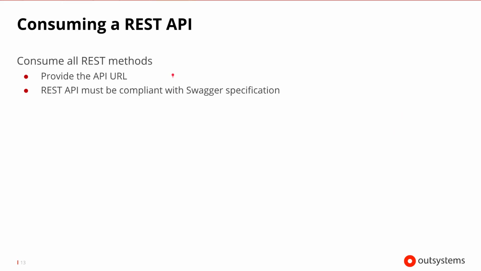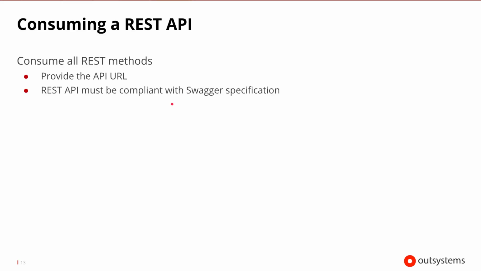Now, sometimes we wish to not just consume one method of a RESTful API, but we want to consume all of the methods. And in that case, we just need to find the API URL. And typically when that occurs, there is a Swagger specification that the RESTful service provider would make available. So if we're looking for a RESTful API and they're providing some sort of documentation or information, if it's not inside of the Swagger specification, we won't be able to automatically generate all the methods.